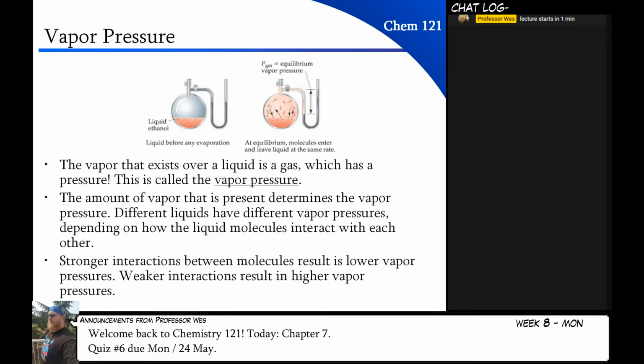So the relationship that we want to remember, and this will be important for the next section, is stronger interactions between molecules result in lower vapor pressures.